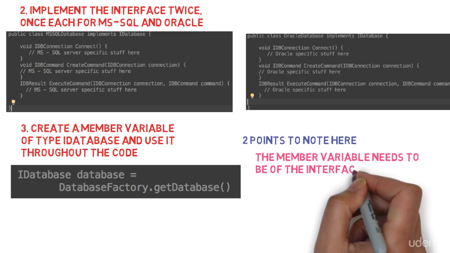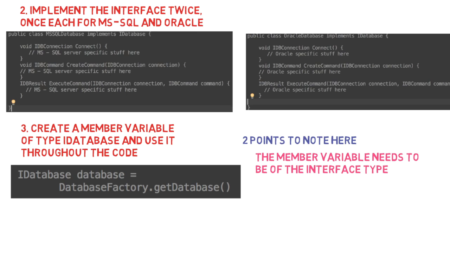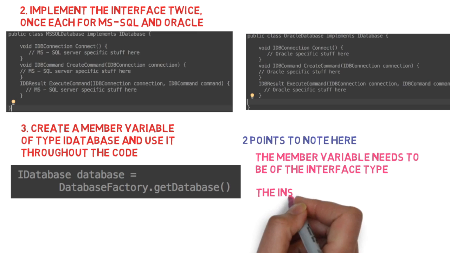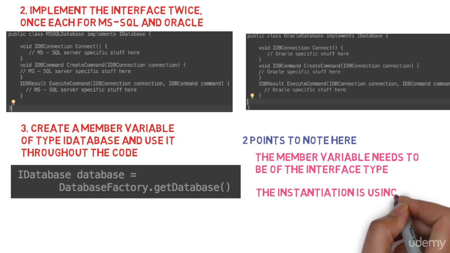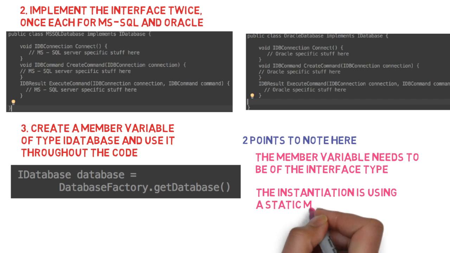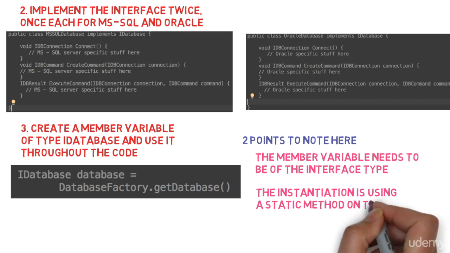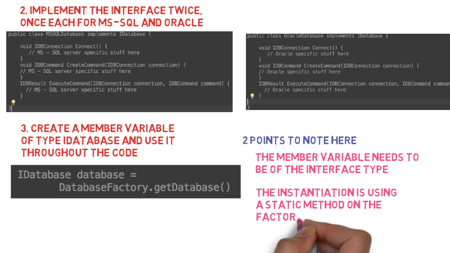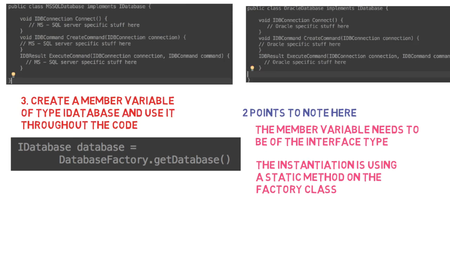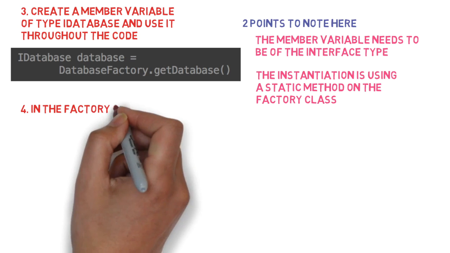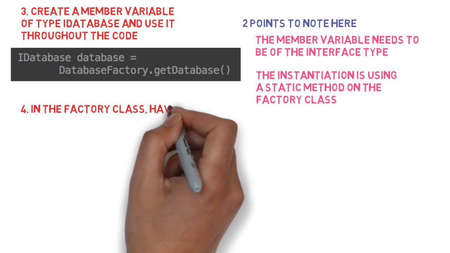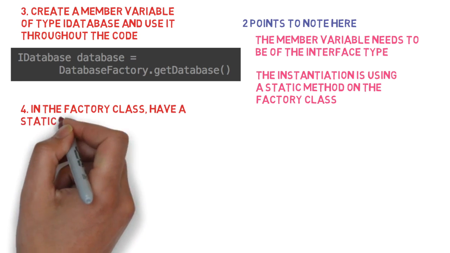The two important things here are the member variable has to be of the interface type. This is so that it can be switched from MS SQL database to Oracle database when we make the switchover. The second thing is that the instantiation is done using a static method on the factory class. Database factory has a static method called getDatabase, which is called to get the correct instance. Let's move on to the next step.